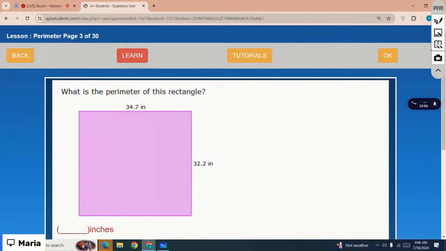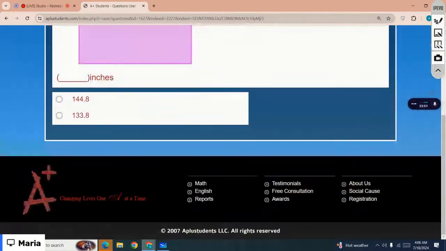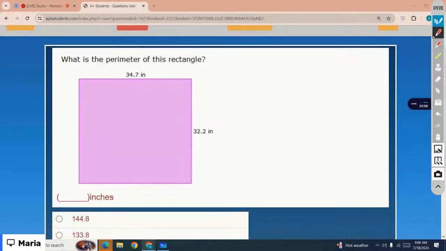Okay, what is the perimeter? You are given a rectangle, you need to calculate the perimeter of the rectangle. So let's just calculate, right? You need to add all these elements, that is 32.2 plus 32 point plus 34.7. So let's just add, right? We just have to add them. The correct option is 133.8. Option number 2 is the correct option.